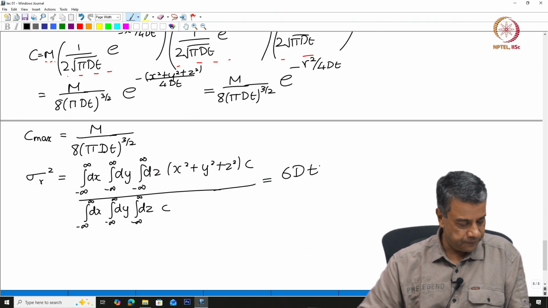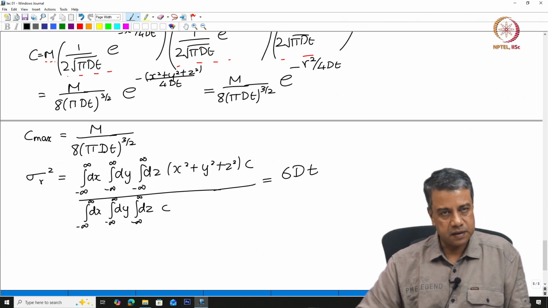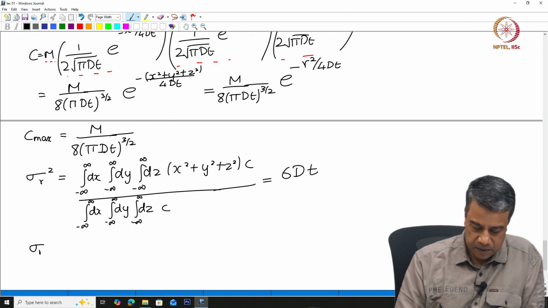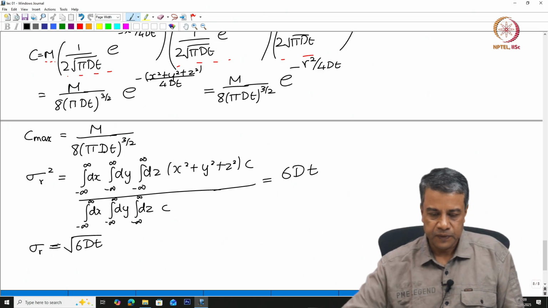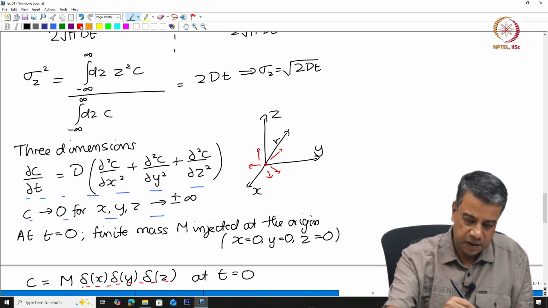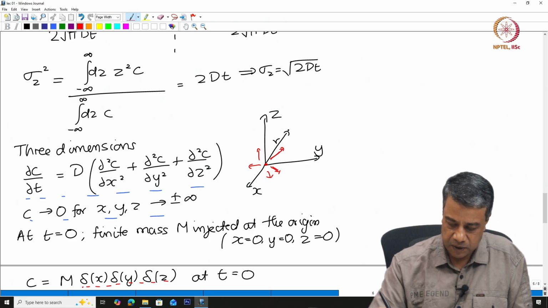Okay. And therefore, this is the variance of the distribution. The standard deviation, the spread sigma r, is equal to root of 6 Dt. So, that gives you the radial extent of spreading. Okay. This gives you the radial extent of spreading due to a point source.